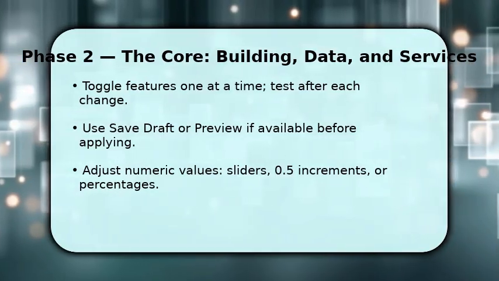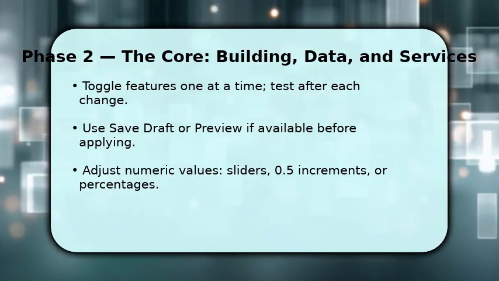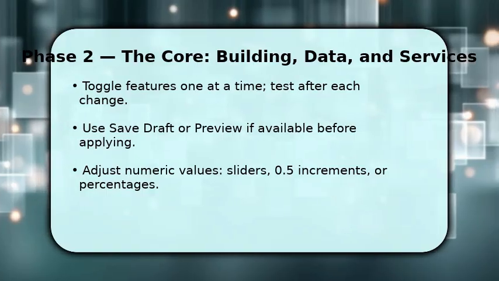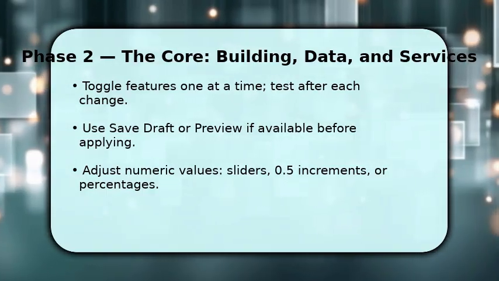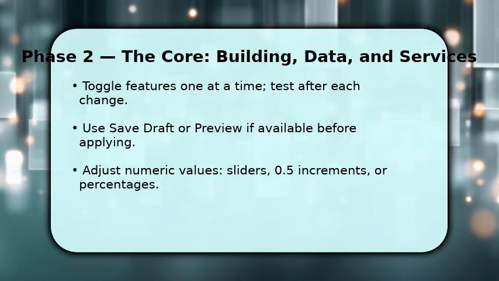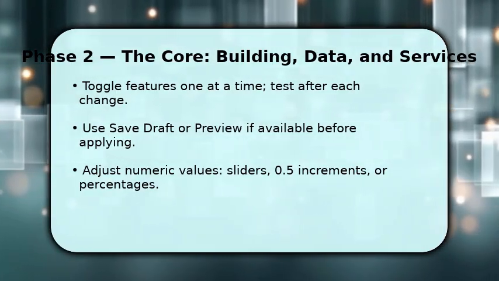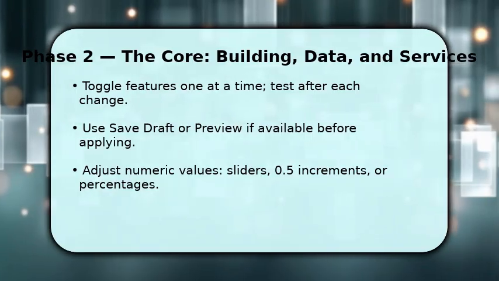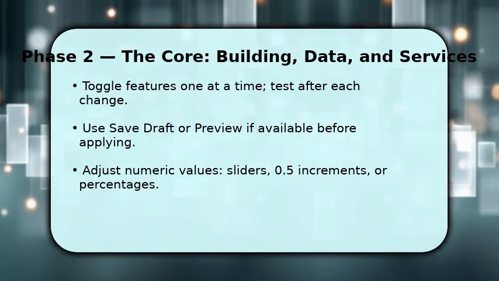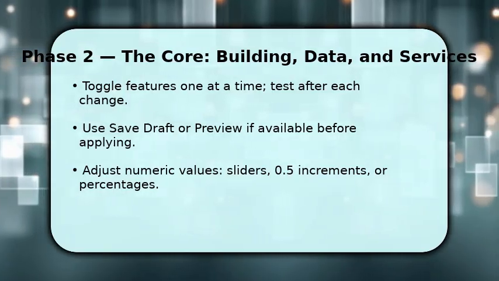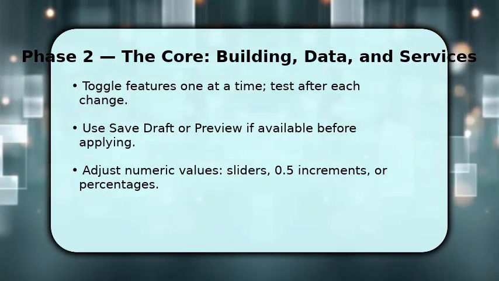Change one toggle or value at a time, then test the behavior so you can isolate effects. If there's a preview or save draft mode, use it to validate changes without affecting all users. For numeric settings, use provided increments like 0, 5 steps, or percentages, because fine adjustments often produce the best result. If dependencies appear, follow prompts. Make sure to note linked options so you can reproduce or undo changes easily.